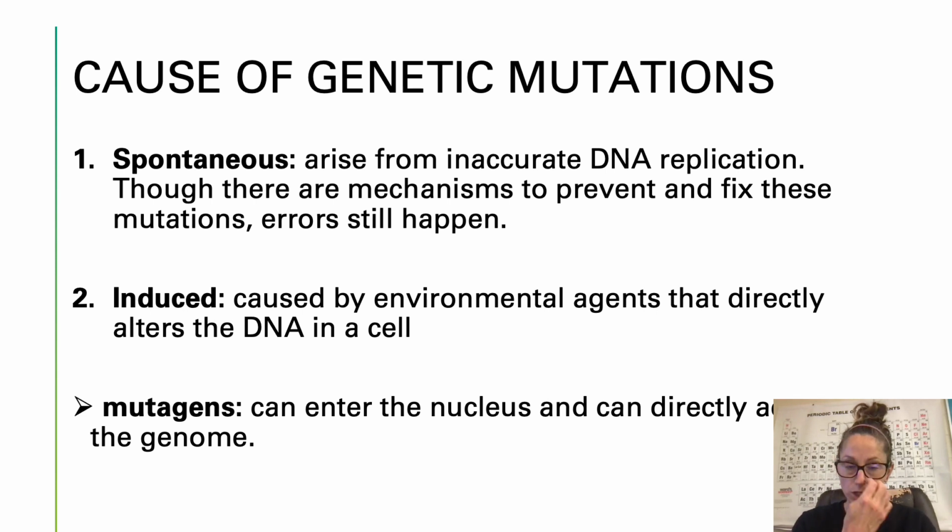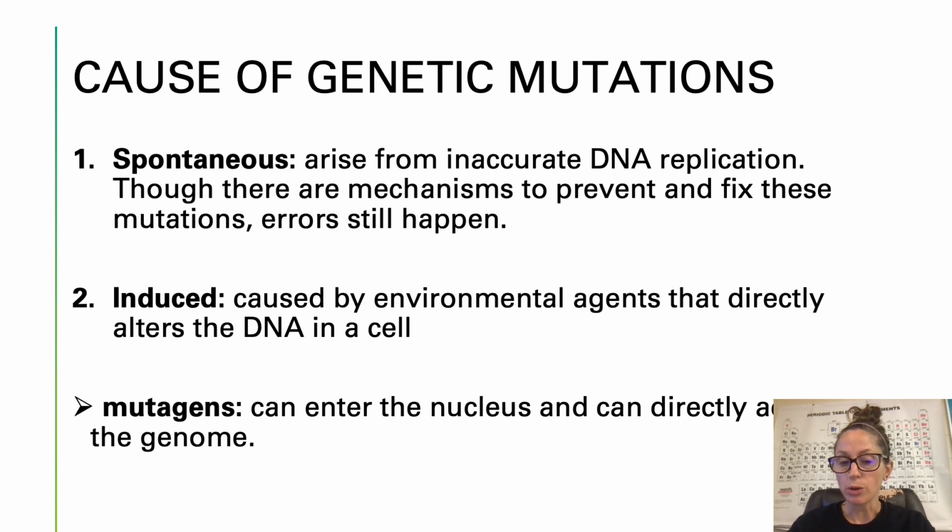So what causes genetic mutations? We talked a little bit about it in the beginning. Some are spontaneous and arise from inaccurate DNA replication. Mistakes happen, and most of the time they get caught by polymerase 3 or polymerase 2, but sometimes they just get missed. They can be induced by environmental agents that directly alter DNA in a cell. I'm going to talk about a couple of those for our last couple slides.